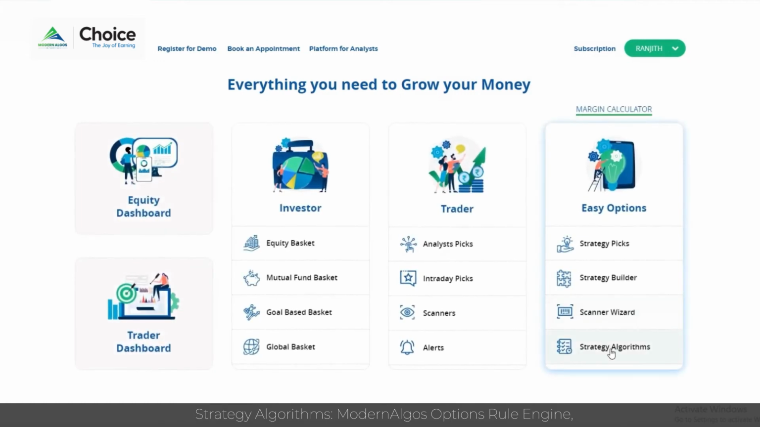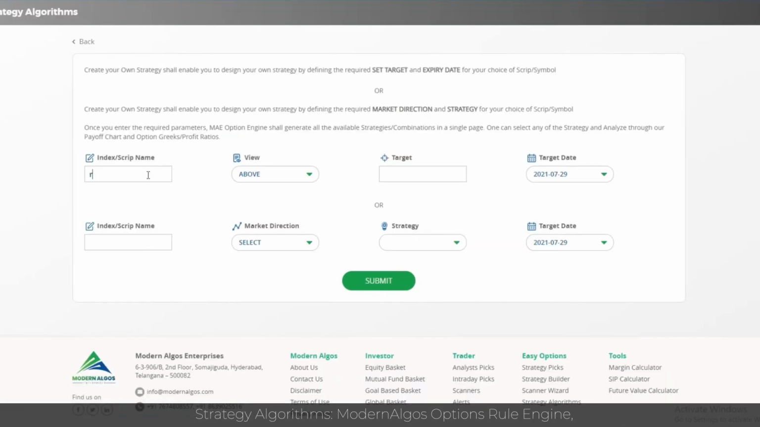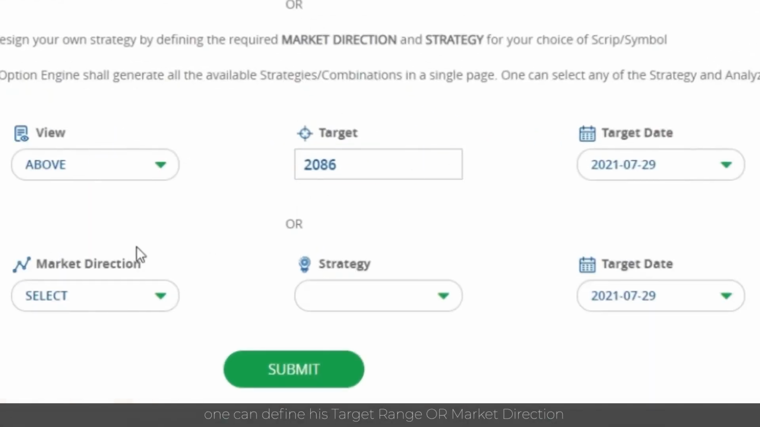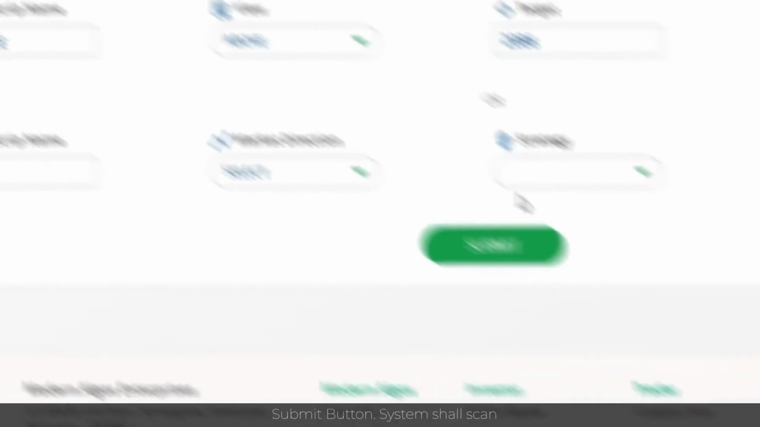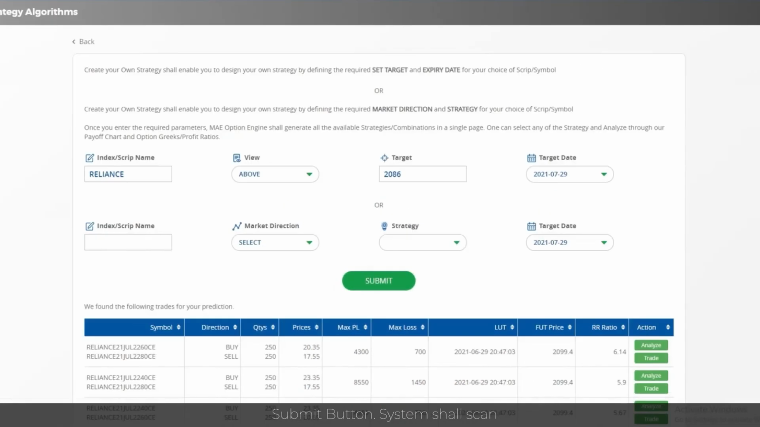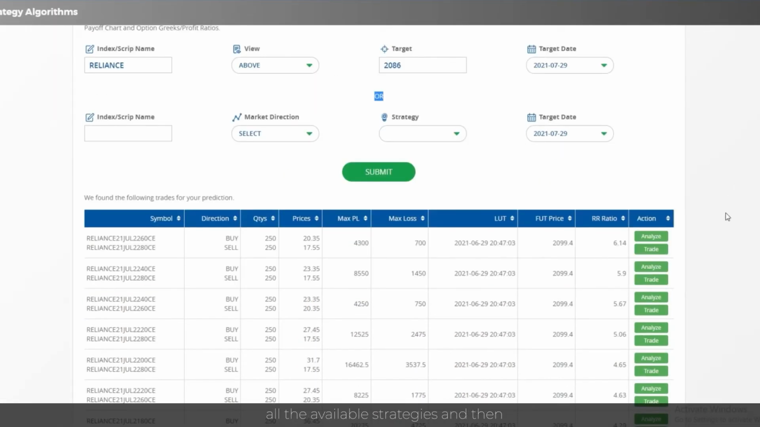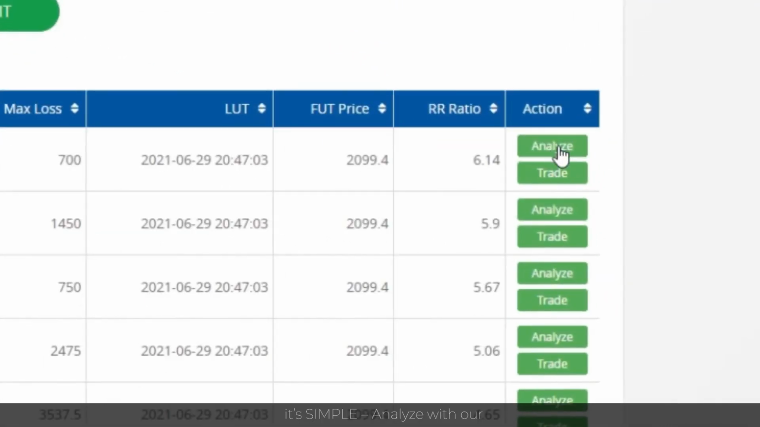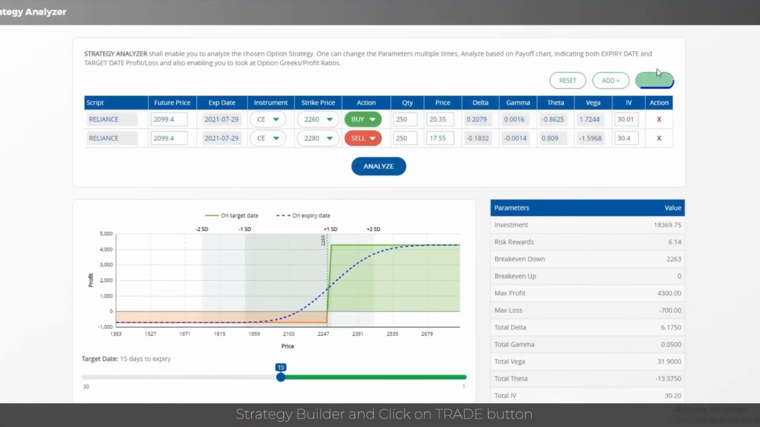With strategy algorithms in place, ModernAlgos' options rule engine scans various strategies encompassing directional, market neutral, and momentum bases. Define your target range or market direction for the index/script and click the Submit button. The system runs a scan for your given inputs and displays all the available strategies. Analyze with our Strategy Analyzer and click Trade to place your order to the broker.